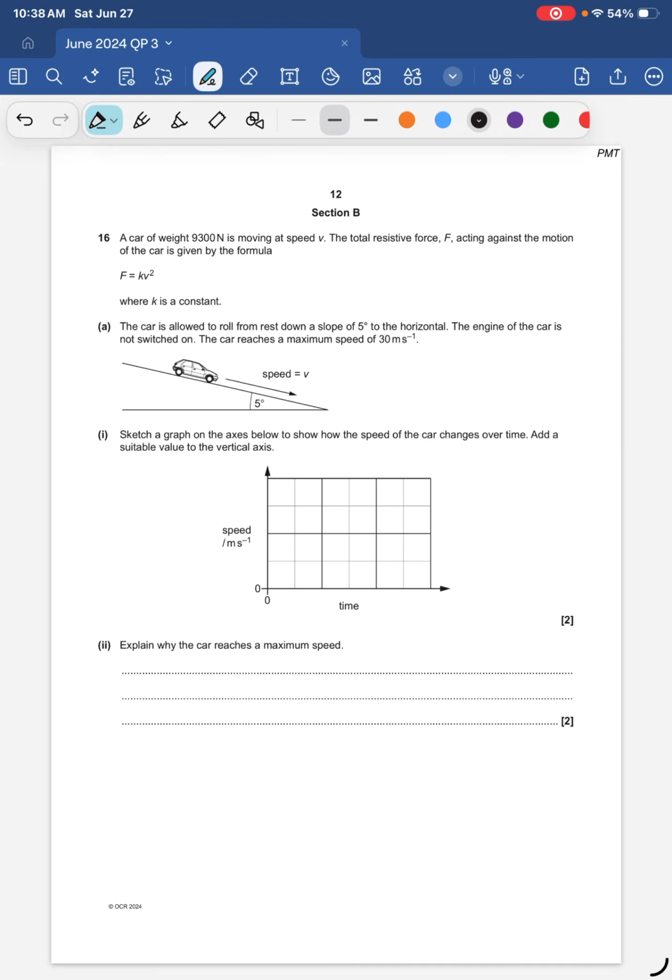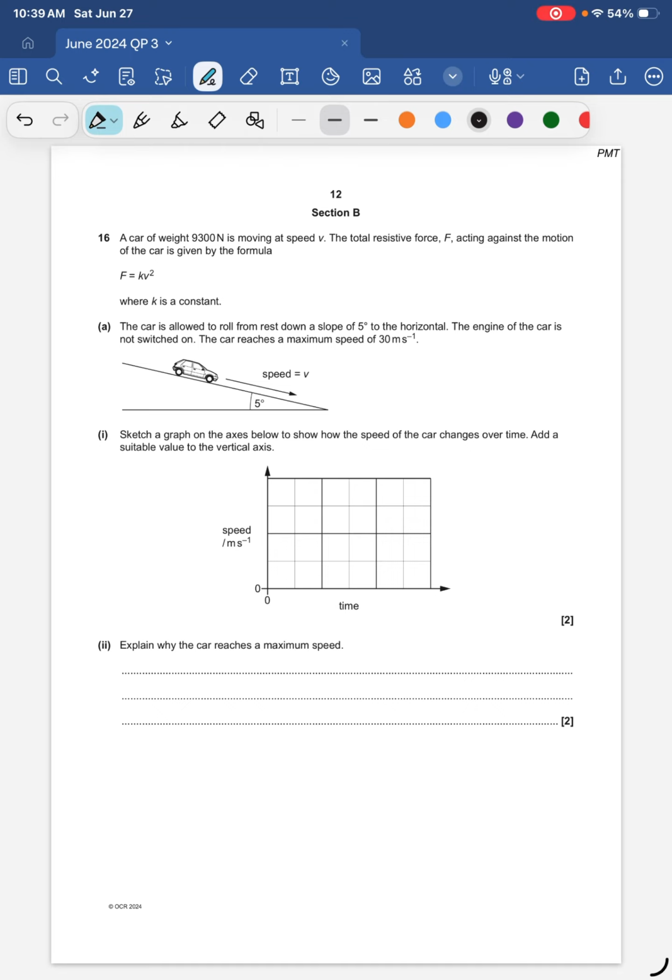Okay, question 16. I really like this problem for some reason. So a car of weight 9,300 newtons is moving at speed v. The total resistive force F acting against the motion of the car is given by the formula F equals kv squared, where k is a constant. The car is allowed to roll from rest down a slope of 5 degrees to the horizontal. The engine of the car is not switched on. The car reaches a maximum speed of 30 meters per second.